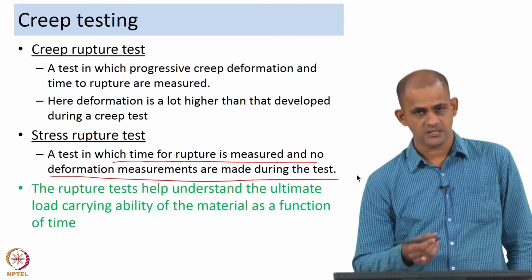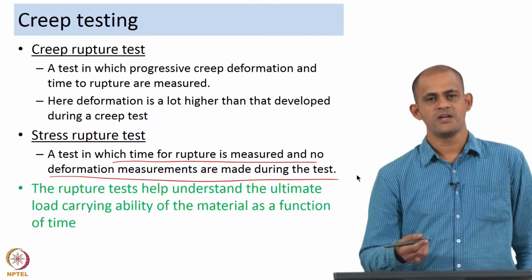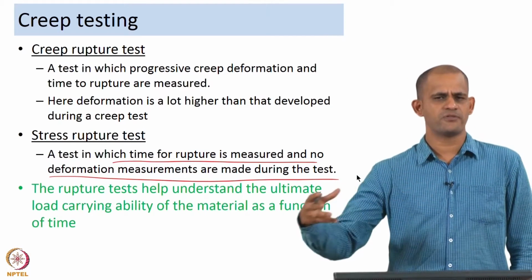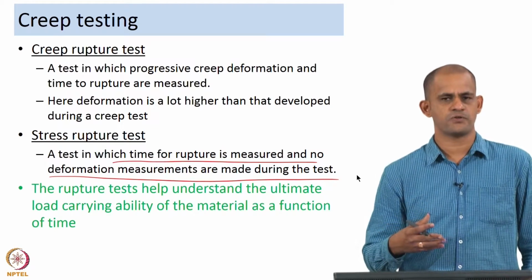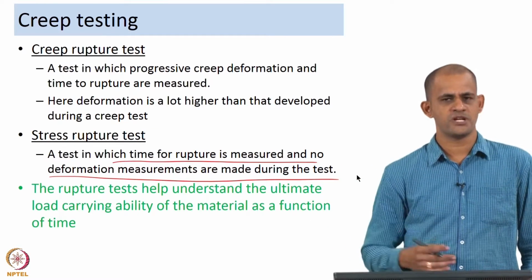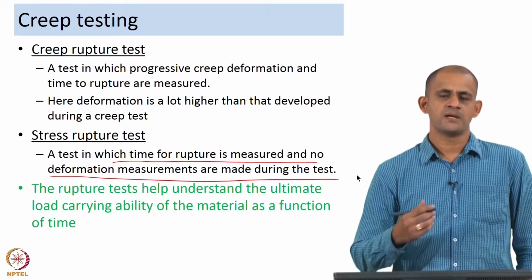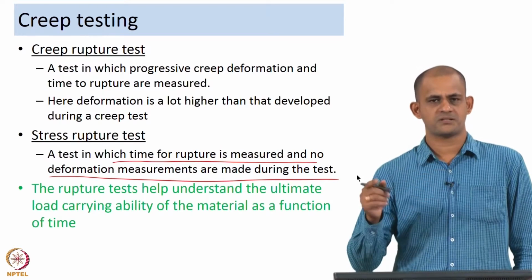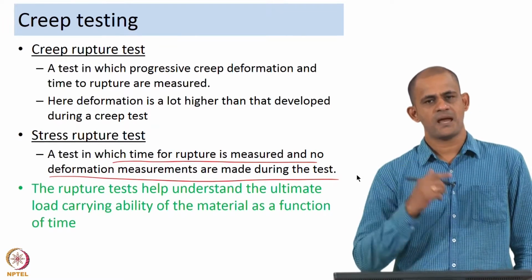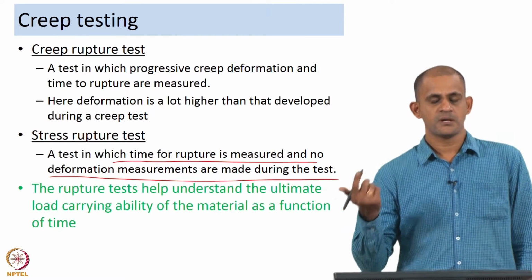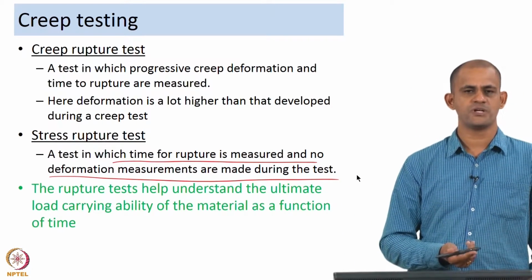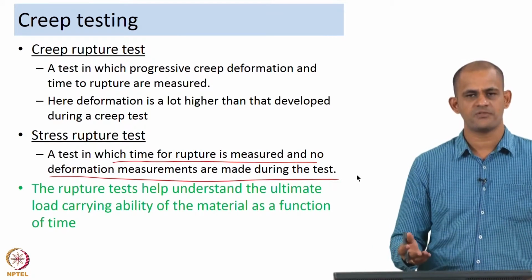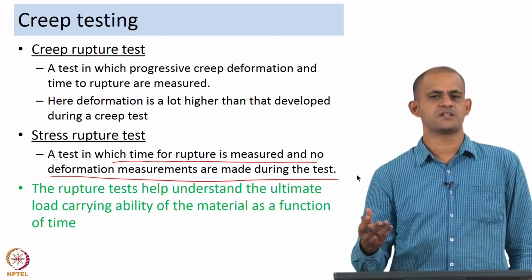So, if you see, there are three things that are coming out. You have a creep test, then you have a creep rupture test, and then finally you have a stress rupture test. In the creep test, you are only measuring deformation up to a few percent plastic strain, and you are measuring the time taken to reach that few percent of plastic strain. In the creep rupture test, you are allowing the test to run until rupture, and during the test you are measuring both the plastic deformation and the time taken to rupture. But in the stress rupture test, you are only measuring the time for rupture, and you are not gathering any information on the plastic deformation experienced by the material during the test.